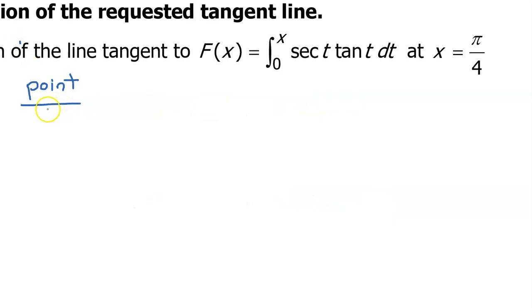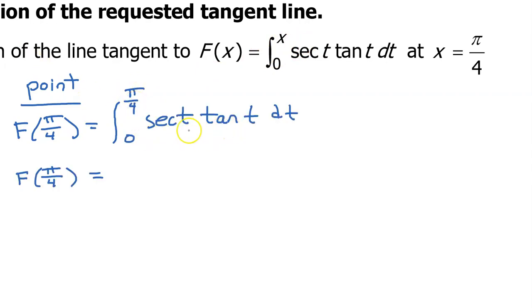Let's start with the point. They gave us the x-coordinate of the point of tangency, so we just need to plug it back into the original function to find the y value that goes with it. So we need to evaluate capital F at pi over 4. That means we will substitute pi over 4 for the upper limit of integration.